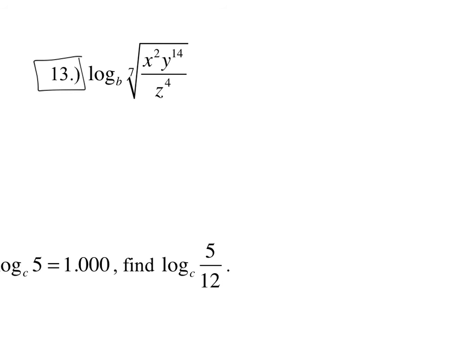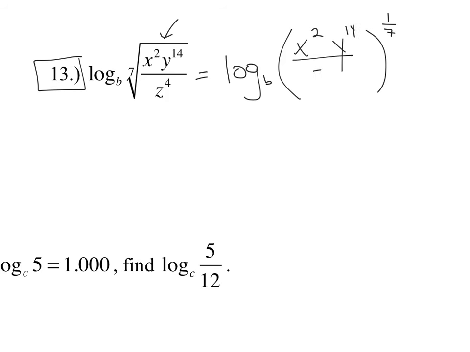So the first thing I need to do is rewrite that seventh root. Remember, if you have the seventh root, you can rewrite that as the 1/7 power. So you'll have everything inside to the 1/7 power. So you'll have x to the second, y to the 14th, and then in the denominator there, z to the 4th.